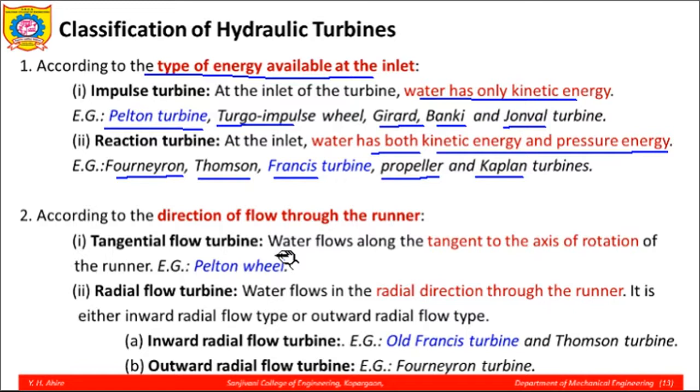This is easy to understand. Tangential flow means water flows along the tangent to the axis of rotation of the runner. So the water has a tangential flow in the runner.